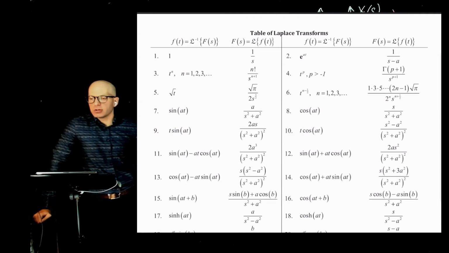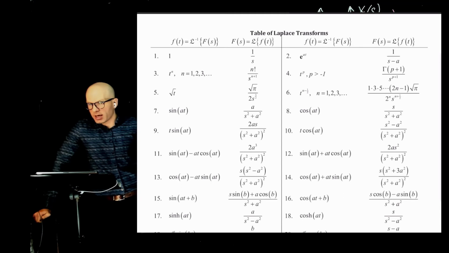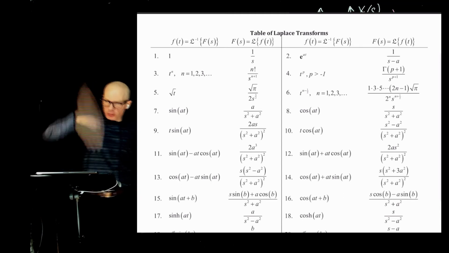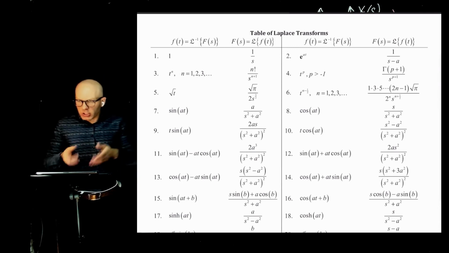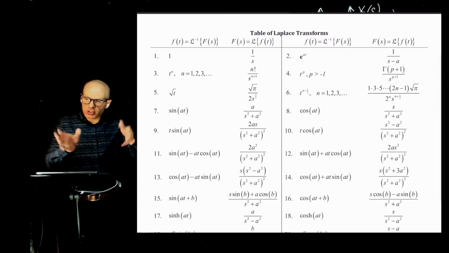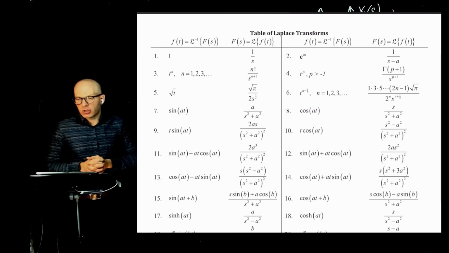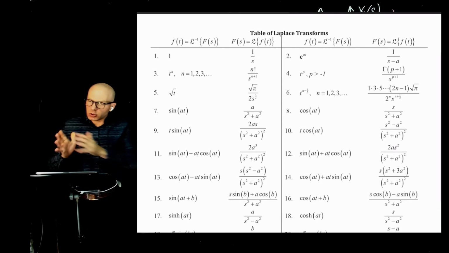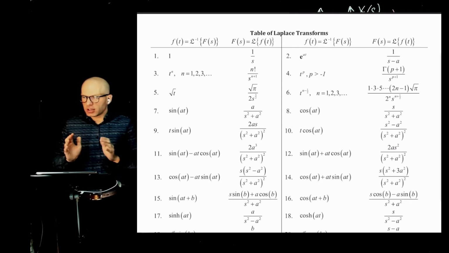For example, let's look at sine of AT. If you take the Laplace transform, that is going to be A divided by S squared plus A squared. What does it mean? It means if you do the whole process in the time domain, create that big graph, and try to recreate the function using the formulation we just described, we will get A divided by S squared plus A squared. We don't need to go through the whole process. The process has been done. This is the result. This is good enough.